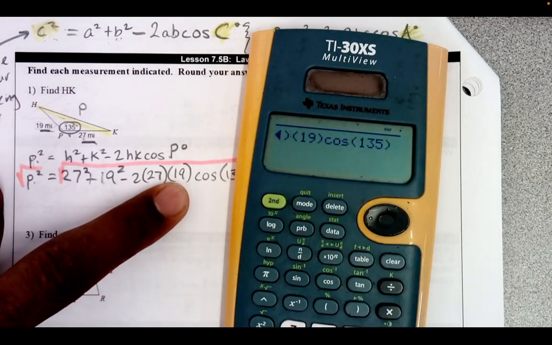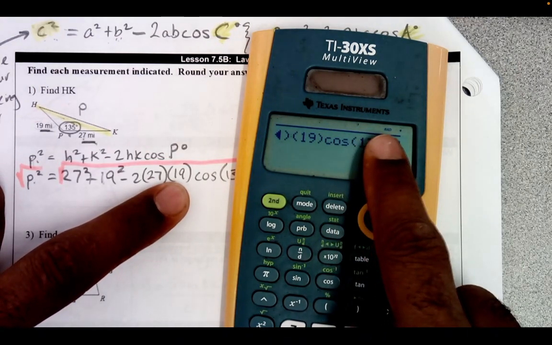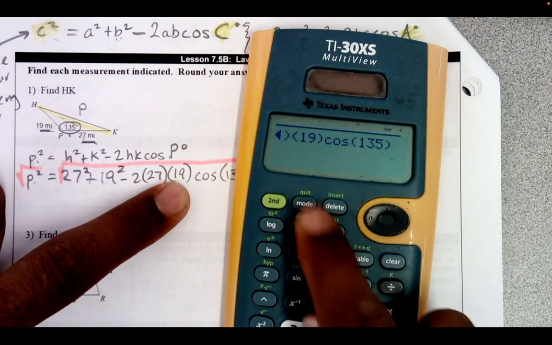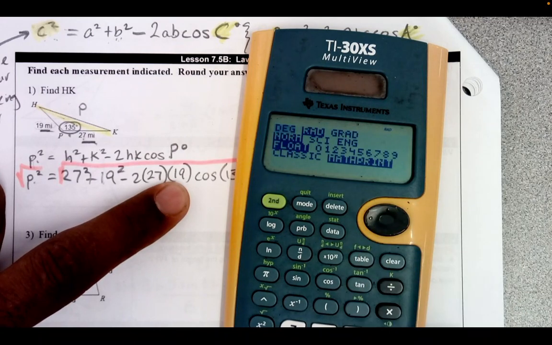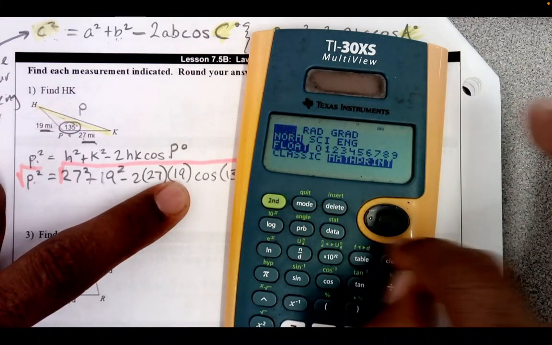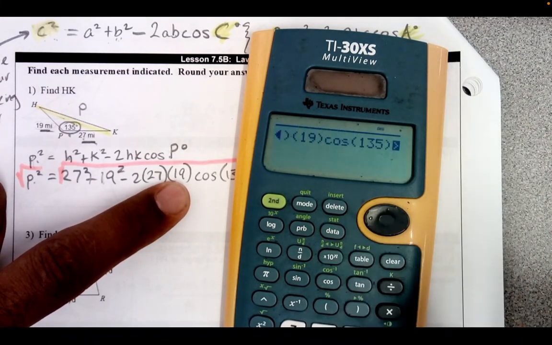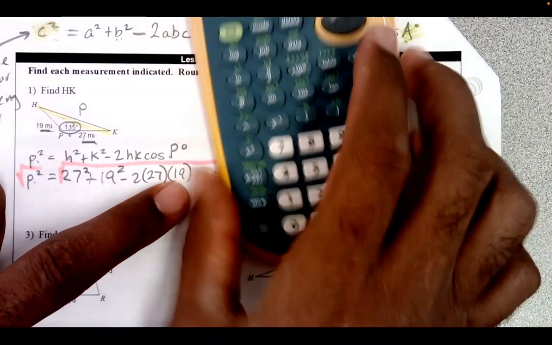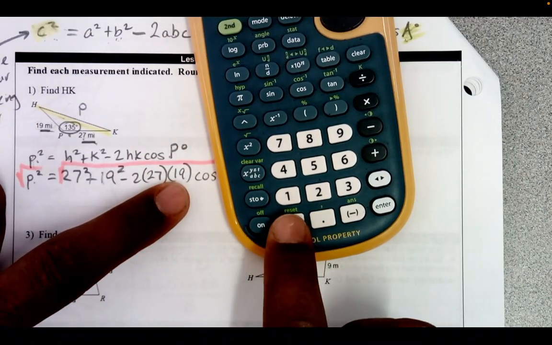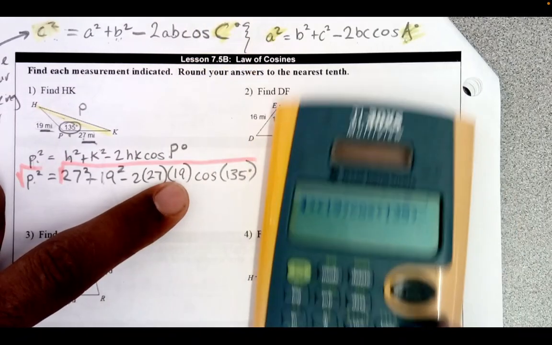Okay, and then times cosine of 135. Oh, I got to make sure I'm not in degrees, so I got to go back to mode and change that. But you guys shouldn't have that issue. And if you're ever not sure, there's a reset button down here too. If you just want to reset everything, you just click the green button and reset.